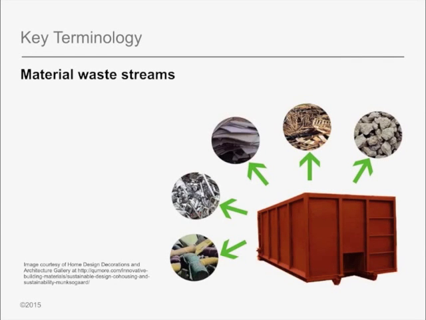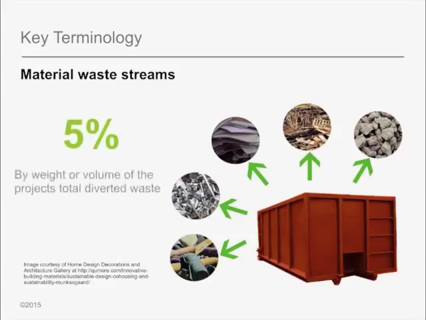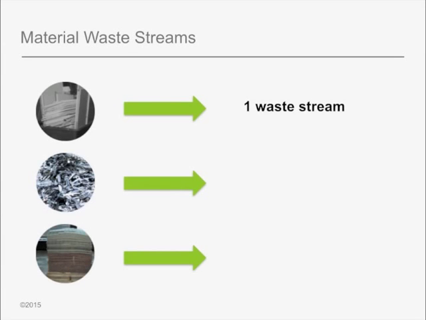Material waste streams in LEED are defined by where the waste is going. It needs to constitute at least 5% of weight or volume of the project's total diverted waste. Let's look more closely at how to define waste streams in LEED. As we mentioned previously, a waste stream is defined by where the waste is going.